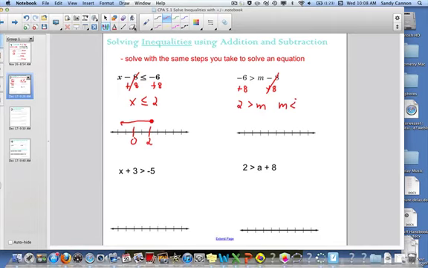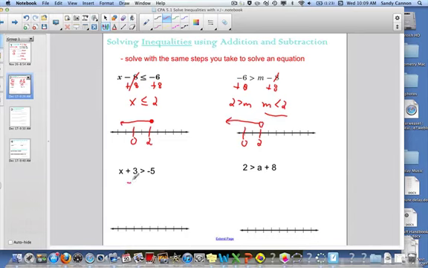My board's not tracking perfect, so let's just slide this back over, and we'll do plus 8, plus 8, and we're going to get 2 is greater than m, which is the same as m is less than 2. Okay, so if I put my 0 here and I put my 2 here, this is much easier to graph because the m is on the left-hand side. I can say to myself, m is less than 2. So we'll go to 2. There's our m. It's got to be less than, so I'm going in this direction.